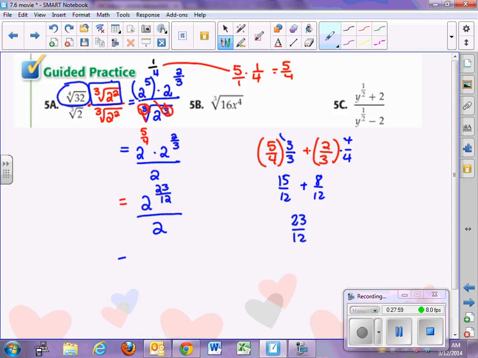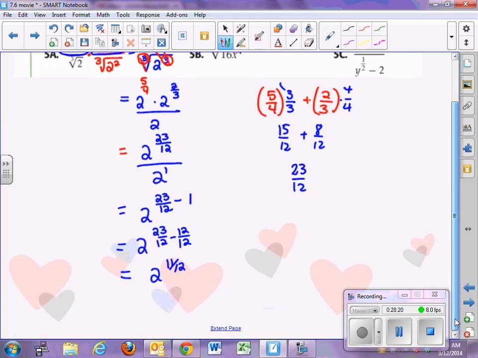So what we do is take 2 to the 23/12 and minus 1, because the exponent on the bottom is implied to be 1. So that is 2 to the 23/12 minus 12/12, because that's what 1 is, and we get 2 to the 11/12 power. There's nothing wrong with that answer, but you can change it to the 12th root of 2 to the 11th, and that's what they have listed as my answer. But either one's a really good answer.